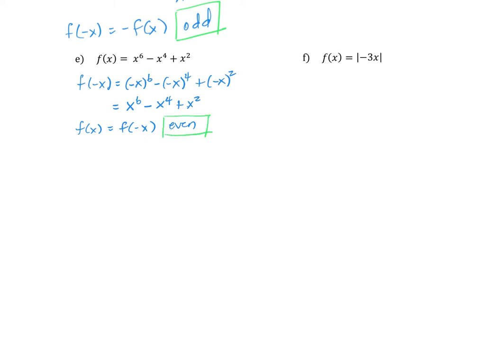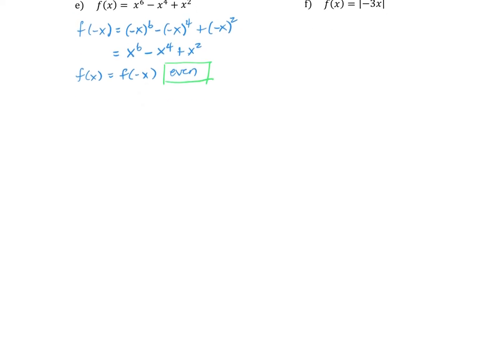So chances are, if it's even, it's not going to be odd. I'll go ahead and check anyway by computing negative f of x. So I'm just putting a negative around the whole function, which is x to the 6th minus x to the 4th plus x squared. And if I distribute that negative, I get negative x to the 6th plus x to the 4th minus x squared. So again, note that f of negative x is x to the 6th minus x to the 4th plus x squared. So these are not equal, and this is not odd.